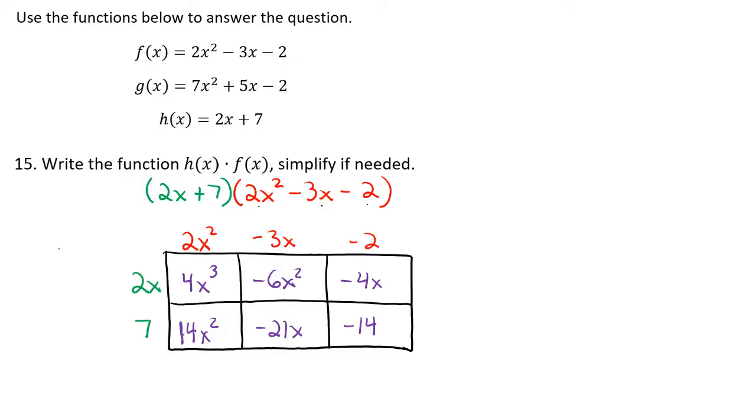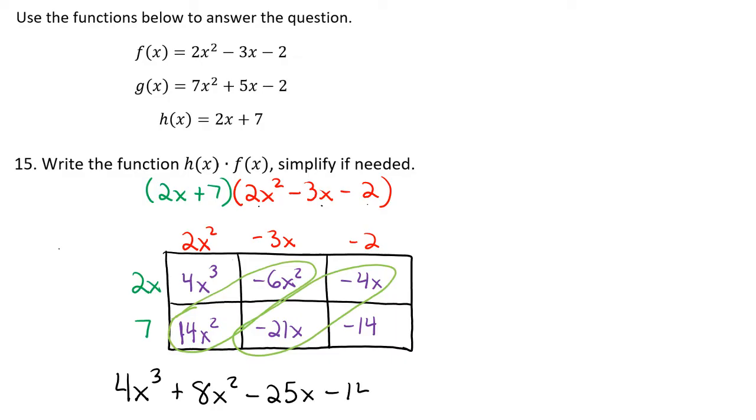Then we go ahead and we'll notice that we have some like terms here and here. So our final answer will be 4x to the third. 14 take away 6 would be 8x squared. Negative 21x minus 4 more is negative 25x minus 14. And we have our final answer.